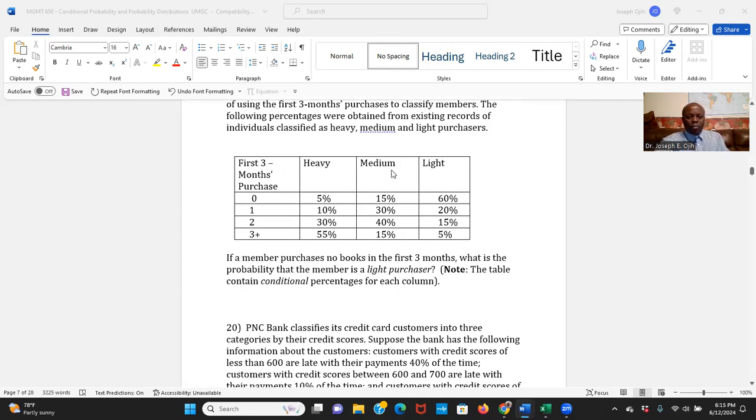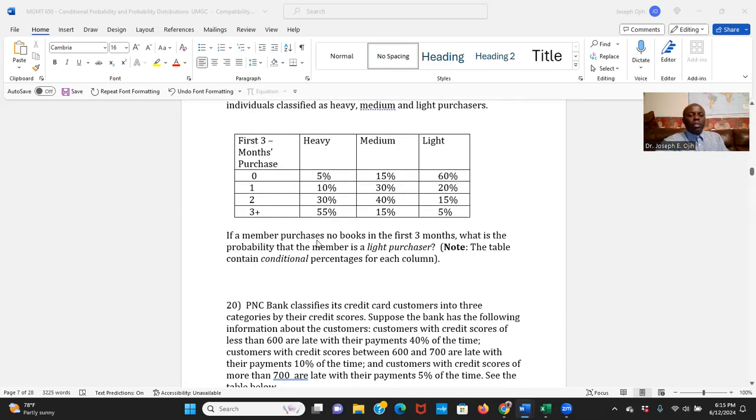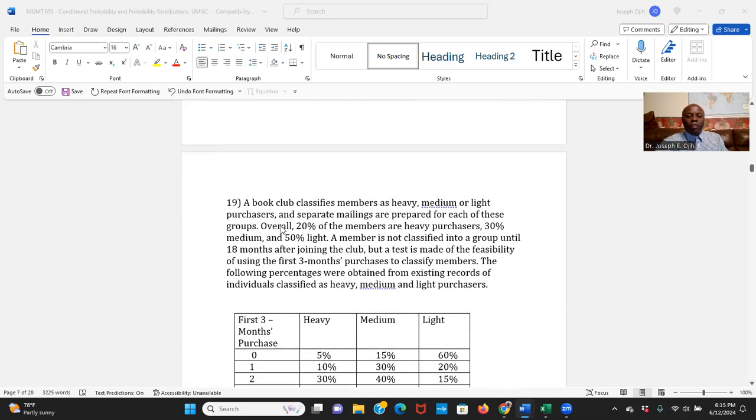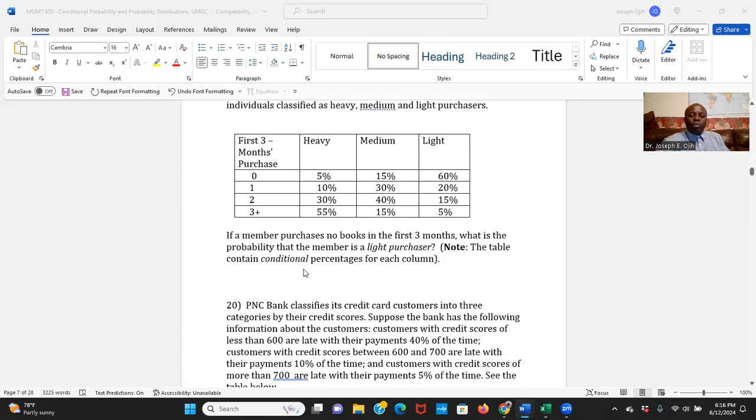For the first 3 months, heavy purchasers, medium purchasers, light purchasers, and how many books they purchased: no books, 1 book, 2 books, then 3 plus purchases. So if a member purchases no books in the first 3 months, what is the probability that the member is a light purchaser? Remember that I said B is an event that already occurred. They give us here: overall, 20% are heavy purchasers, 30% are medium, and 50% are light. These are based on previous purchases. Then they give us the current purchase for the first 3 months. They say if the member purchases no books in the first 3 months, what is the probability that the member is a light purchaser?